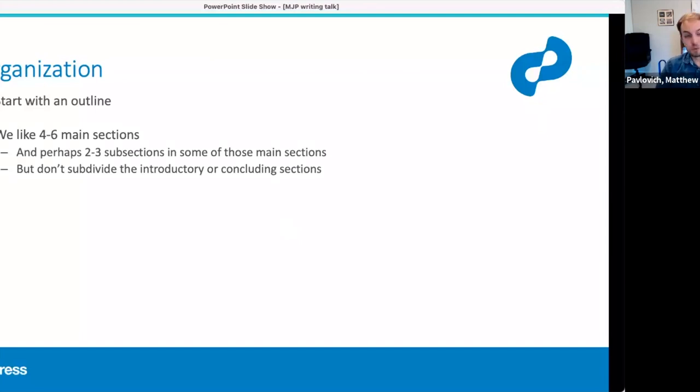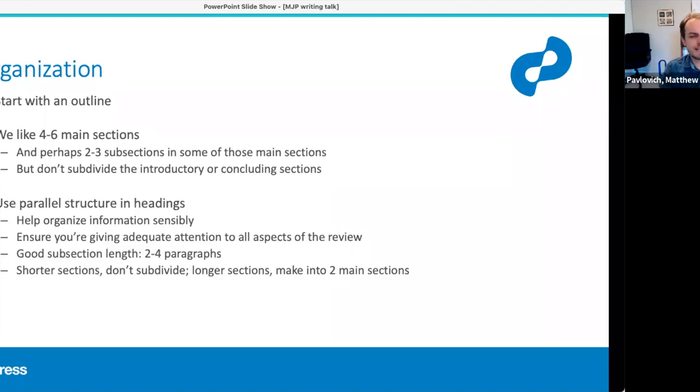I like about 4 to 6 main sections. This is not a hard and fast rule. This is a personal preference. Sometimes you can divide those sections into subsections. Usually don't want to divide the introduction or conclusion. This is getting a little bit in the weeds, but this is sort of my vision for a good review: a short introduction, probably 4 or 5 main sections that are really long and not too long, but descriptive and full of good information. And then a conclusion section that gives your future perspective on the field, but you don't want to chop that up into a bunch of little bits.